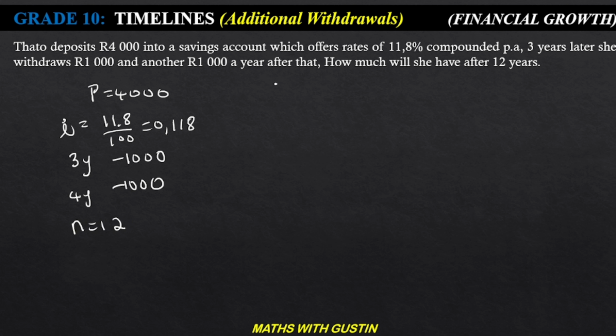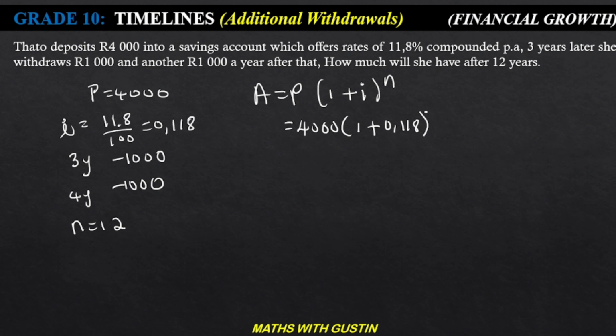So now what do we use here? Because the said savings account is compounded, we're going to use the compound formula. There you go. What is our initial deposit? It is 4,000, close plus, what is our i? 0.118, close bracket. Oh, okay, I forgot something very, very critical, guys.